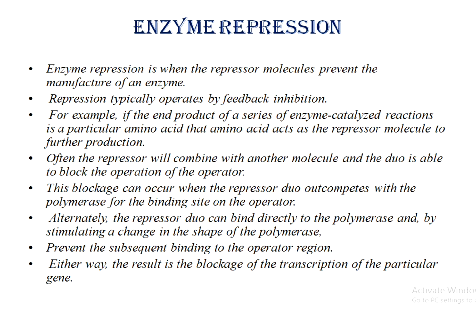Next is enzyme repression. In enzyme repression, they prevent the manufacture of the enzyme. It is also operated by feedback inhibition. The repressor will bind with another molecule and is able to block the operation of the operator. This blockage can occur because the repressor will outcompete the polymerase for binding to the operator.